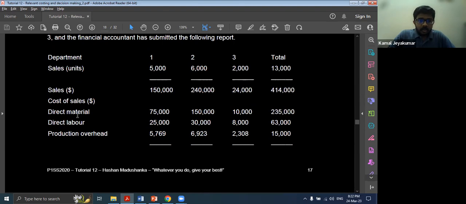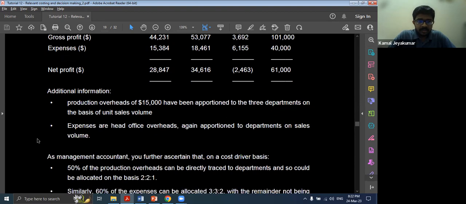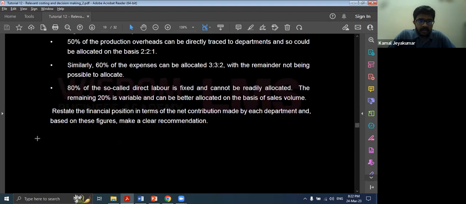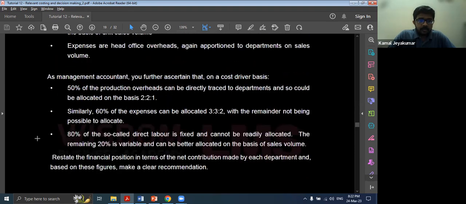Right now, let's take a look. Direct material is probably avoidable, so probably variable, so that's a relevant cost. Direct labor also probably variable. We will see. Production overhead can be variable, can be fixed. We don't know yet, right? So to know whether these costs are relevant or not, we have to take a look at the additional information they have given.